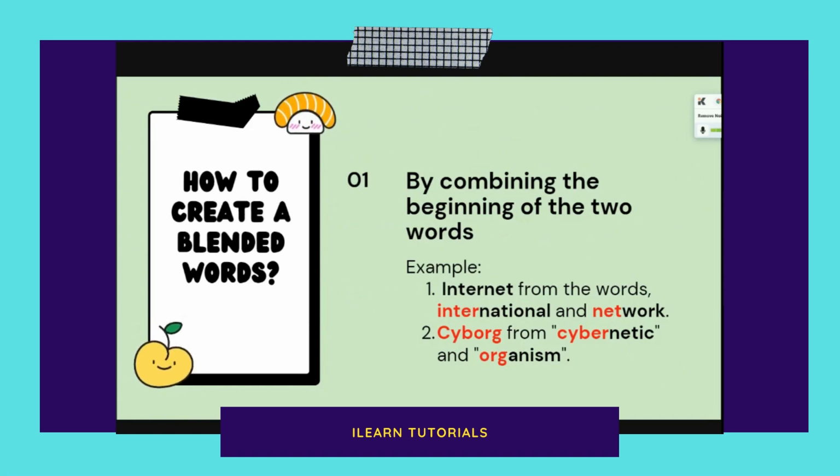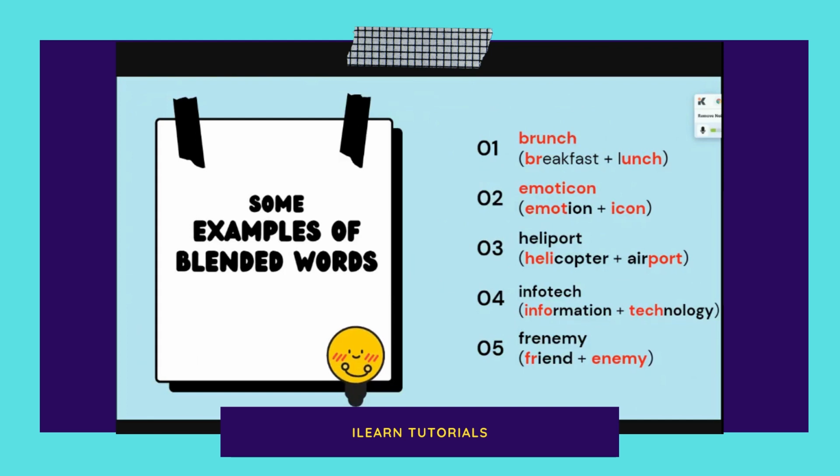So keep in mind that we do not only combine the beginning parts of the two words, but we can also combine the last part of the second word to the beginning part of the first word. So for example, the word brunch, which is a combination of breakfast and lunch. As you can see here, the beginning part of the first word is combined to the last part of the second word. So this is still a blended word. So we have the blended word brunch.